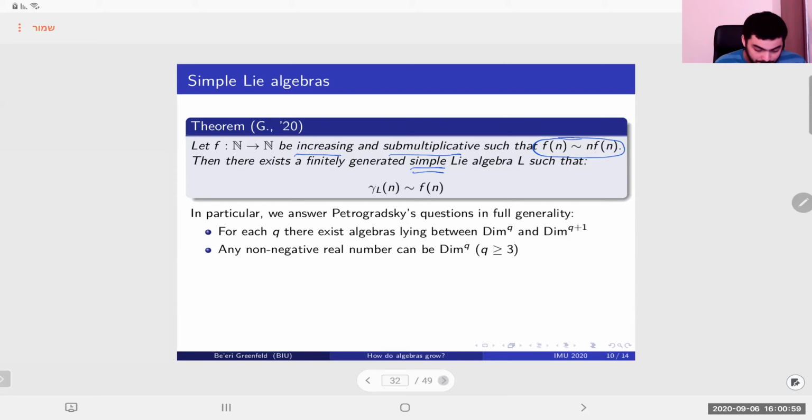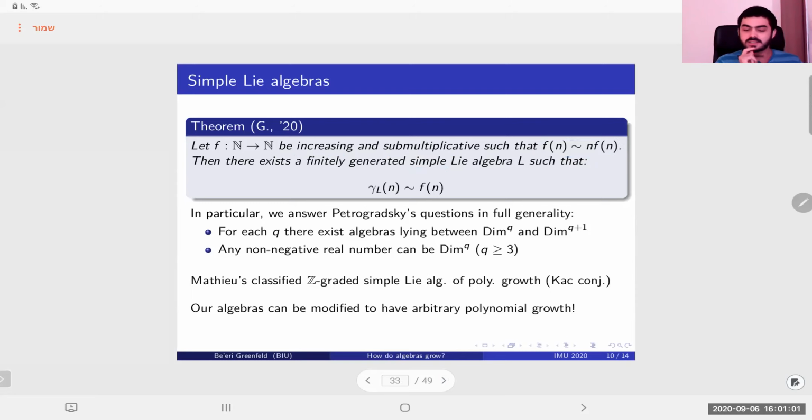So, okay, I want to mention in this context that graded simple Lie algebras of polynomial growth were classified. This was known as Kac's conjecture. It was finally resolved by Mathieu. So Mathieu classified Z-graded simple Lie algebras of polynomial growth. And I want to mention that our algebras are also Z-graded. They're simple, and we can also modify them to have arbitrary polynomial growth.